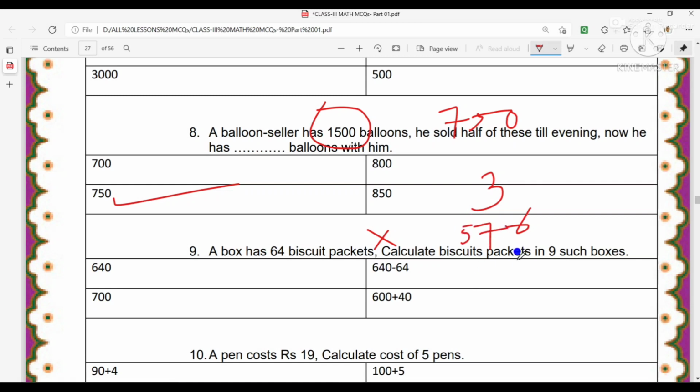576 answer. Okay. So if you subtract 64 from 640, then you will get 576. So this one will be the answer. 640 minus 64. If you do this sum, you will get 576, which is the total number of packets in 9 such boxes.